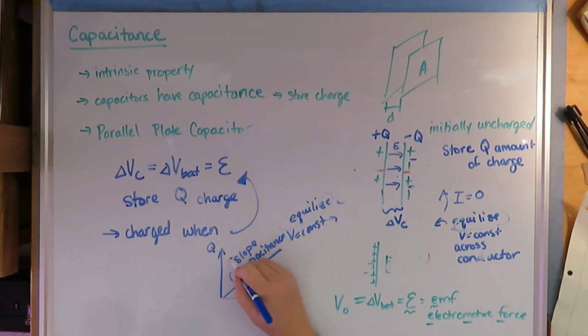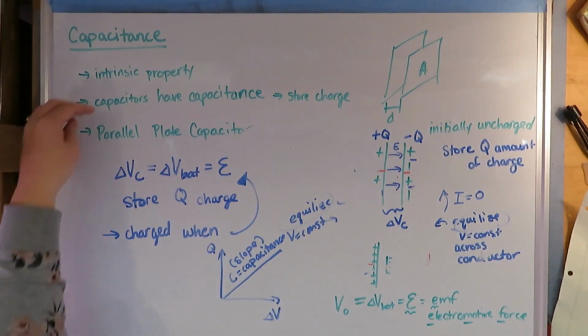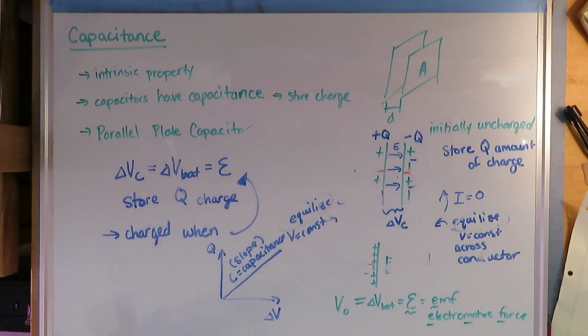So the slope is capacitance. And the capacitance is an intrinsic property of this capacitor. So we can define capacitance as the ratio of Q to potential difference. Now make sure this is a delta V, not just a single V. Sometimes you'll see it as a single V, but really it is a difference in potential between 2 plates.